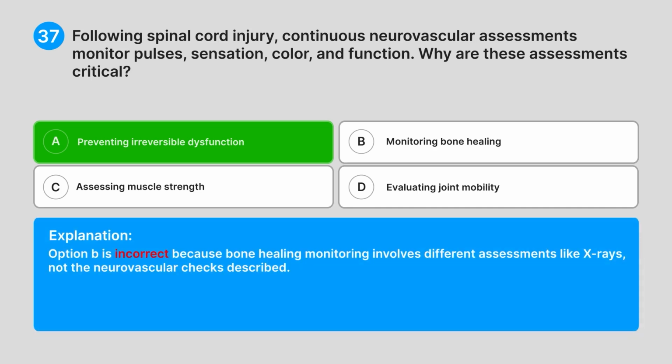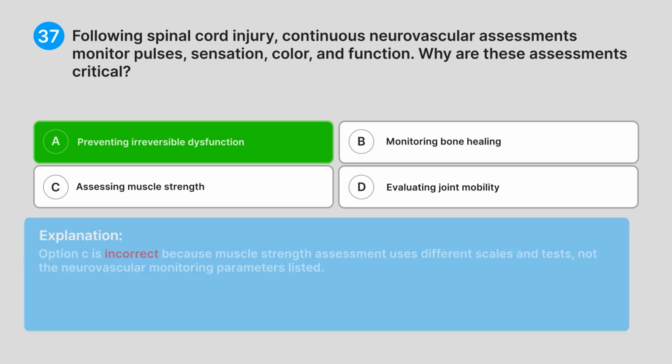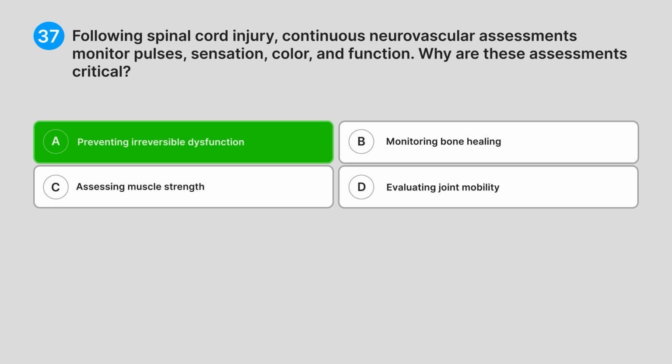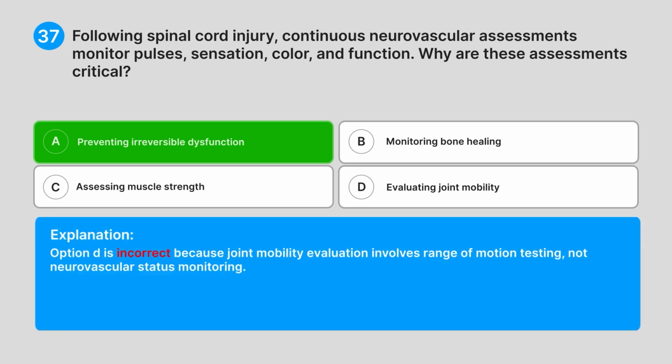Option B is incorrect because bone healing monitoring involves different assessments like X-rays, not the neurovascular checks described. Option C is incorrect because muscle strength assessment uses different scales and tests, not the neurovascular monitoring parameters listed. Option D is incorrect because joint mobility evaluation involves range of motion testing, not neurovascular status monitoring.